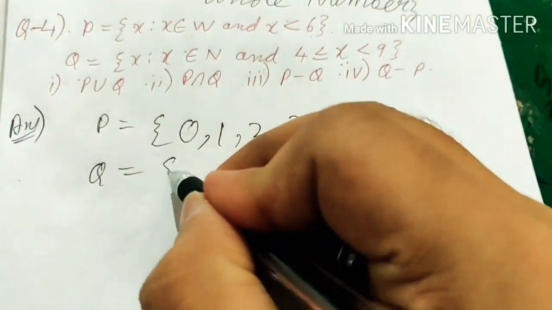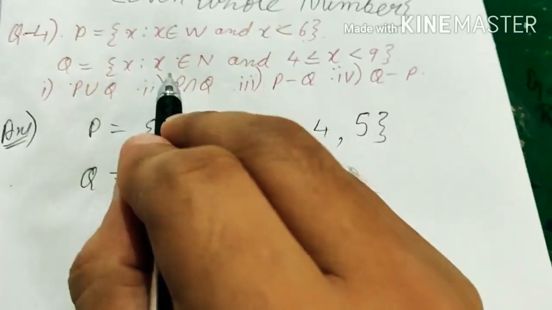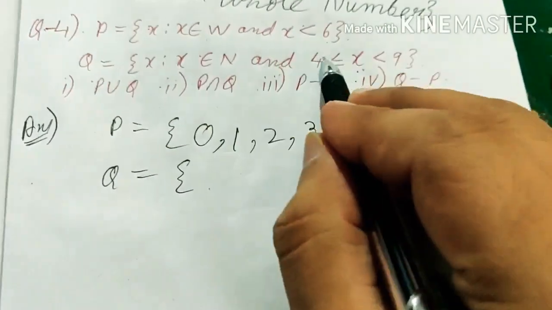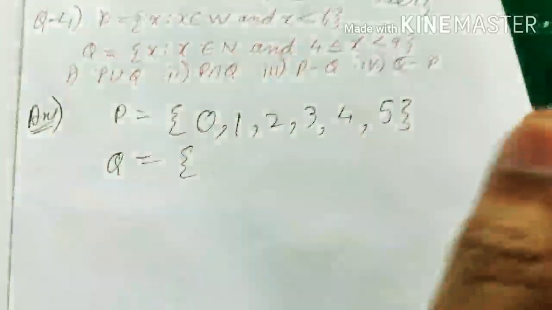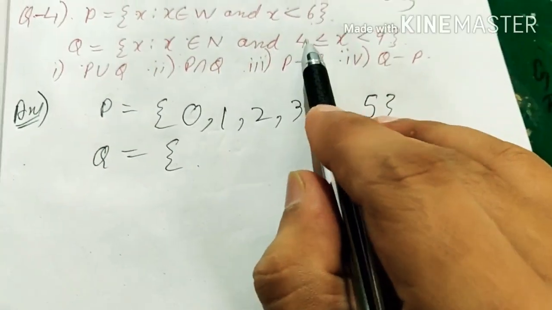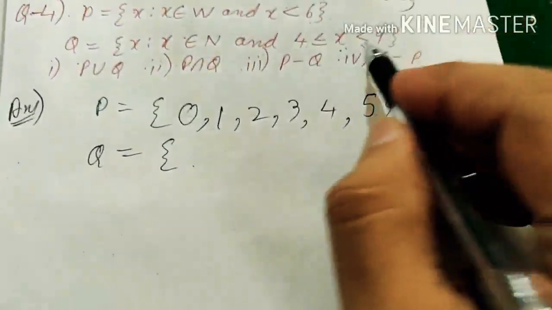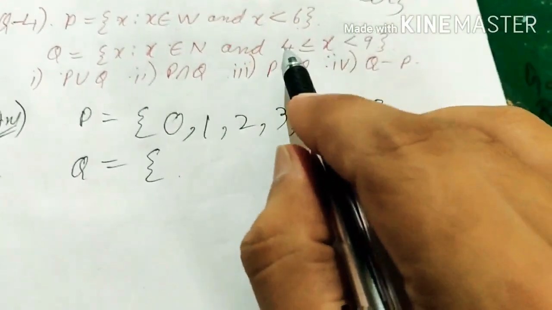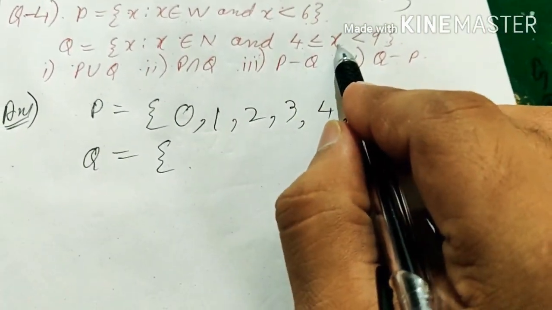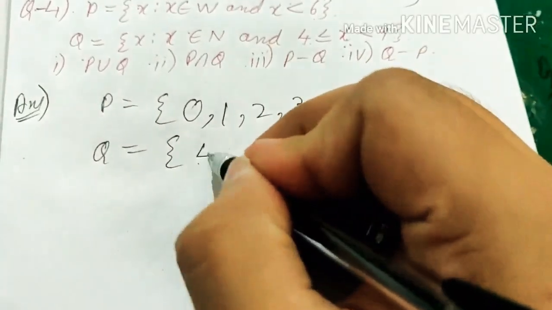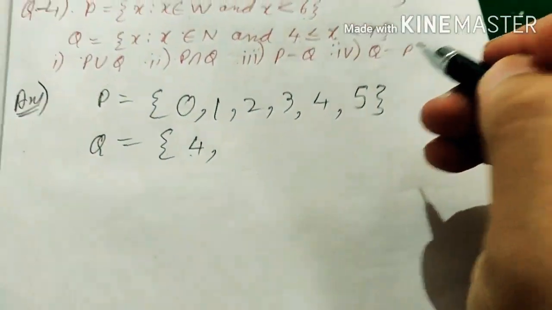So if we check here, natural number starts from 1. So 1 is between 4 and 9? No. So 1 won't be taken. 2, 3 won't be taken because these are less than 4. Then 4. We have to take 4? Yes. It says that 4 is equals to x. Means that number can belong to 4. That set has 4 in it.